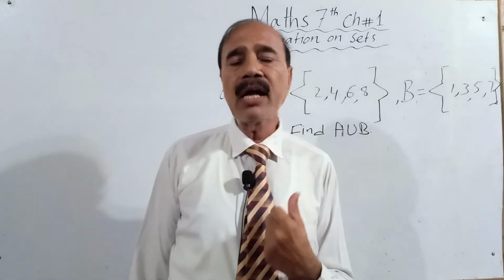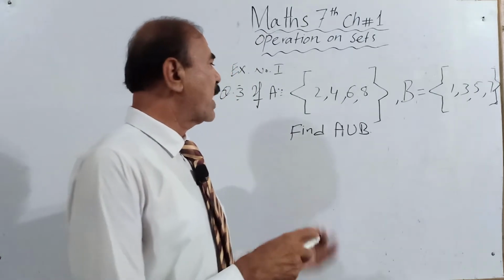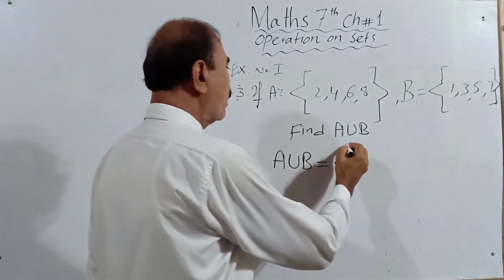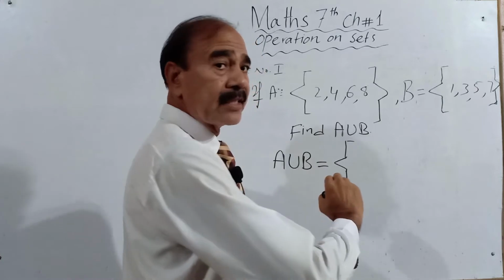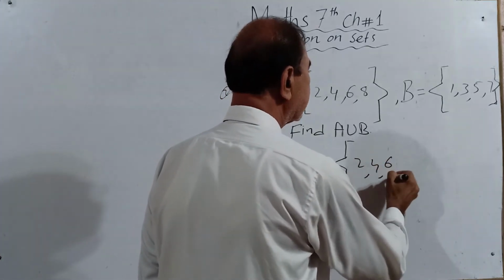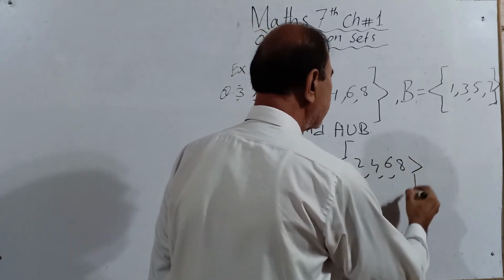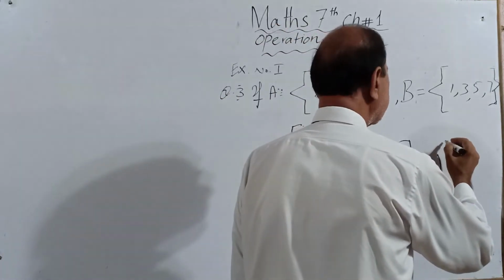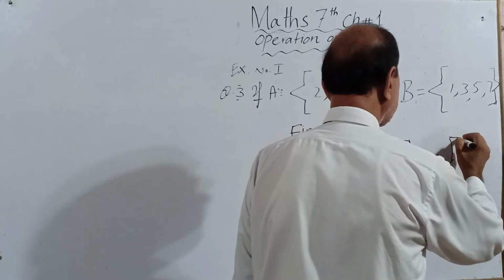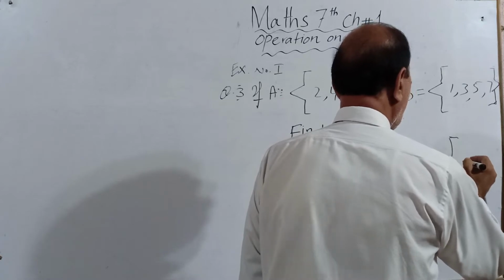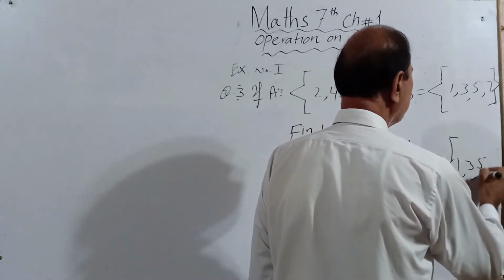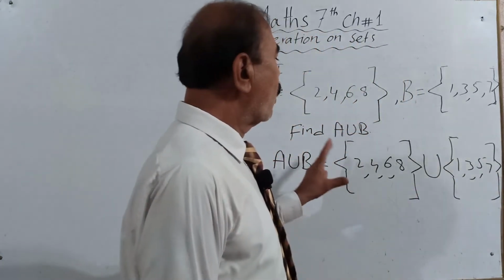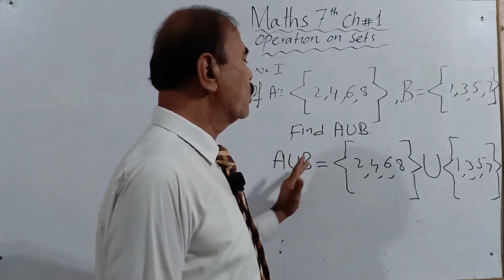Now, dear students, how can we find the union of these elements? First of all, you have to write A union B is equal to. This is the form, and you can easily write it as: 2, 4, 6, 8, and close its bracket. This is the sign of union, and then you write another bracket with the elements of B: 1, 3, 5, 7, and close its bracket as I have mentioned here. You have to write A union B in this form.